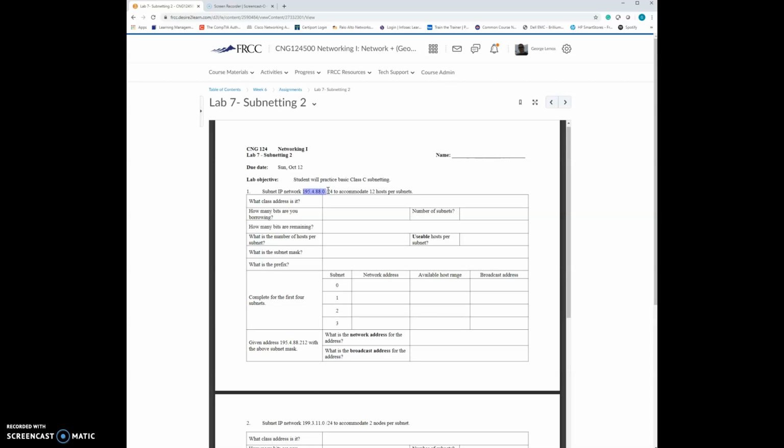I give you 195.480/24, so I give you 256 addresses, and I say, you know what? We only need addresses to accommodate 12 hosts per subnet, 12 clients per subnet. What is the number of total hosts per subnet? Make sure you always have 2 more than your usable, because we can't use the broadcast or the network. What prefix is this? Go back to that slide and say, okay, I have the number of hosts I need.